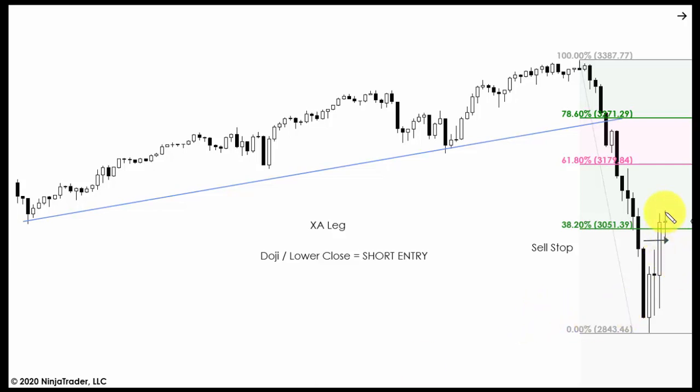Now, keep in mind, that's going to be a little bit more aggressive. So what could happen, obviously, is we could move down, move through this level, get elected on the sell stop, and thus be net short, pop all the way back up, and then have a higher close. That's why you might want to wait for the doji lower close. So we do get our doji candle right there.